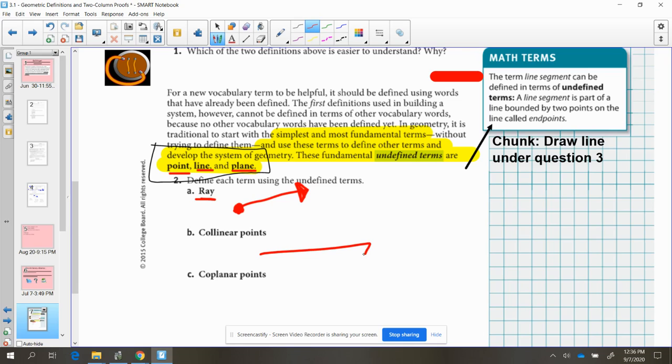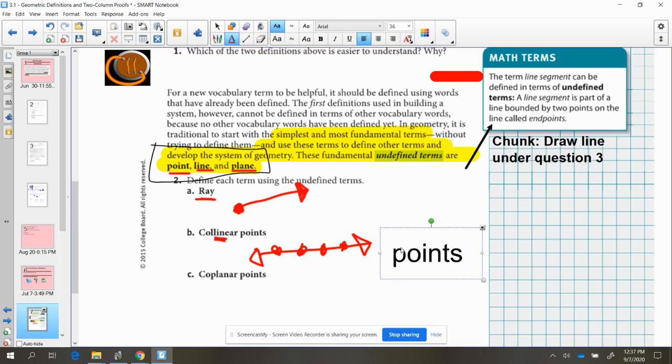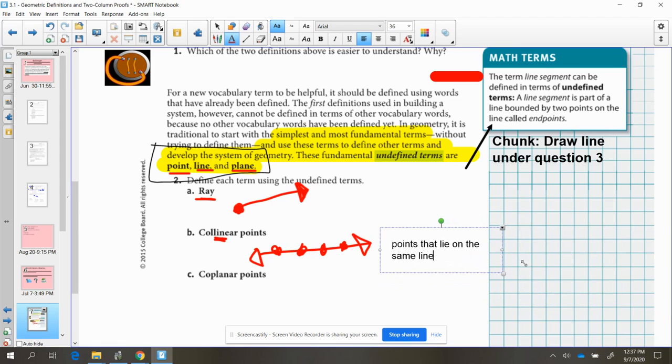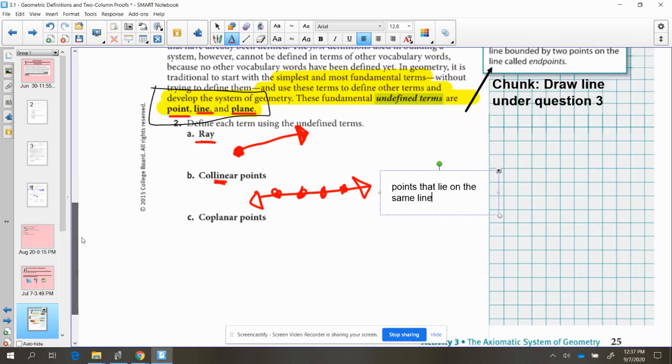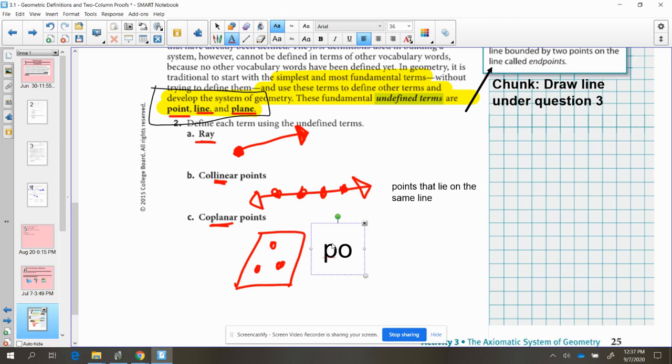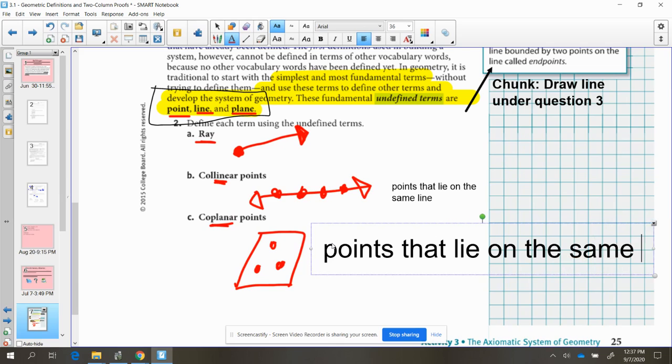Or, for instance, collinear points. Well, collinear points are points that lie on the same line, right? So we can draw these in. Here's a lovely picture. These are all collinear points because they're on the same line. So again, if you want to write that, points that lie on the same line. Those are collinear points. Well, coplanar points are going to probably be, you guessed it, pretty similar to collinear points, but this time they are on the same plane. So here's our plane. Here are our coplanar points on the same plane. So again, those are going to be points that lie on the same plane.